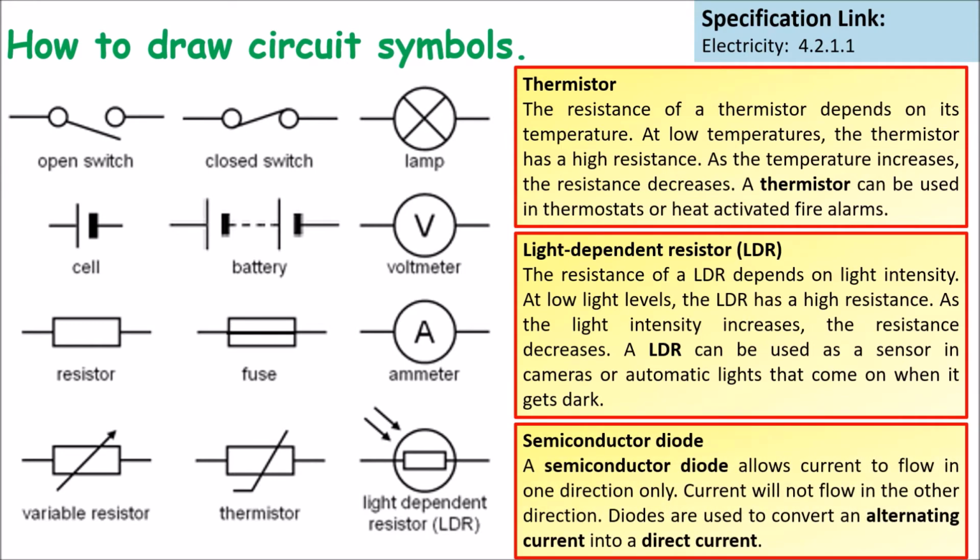And a diode, or a semiconductor diode, allows current to flow in only one direction. So current will not flow in the other direction. So diodes are used to turn, for instance, alternating current into direct current.